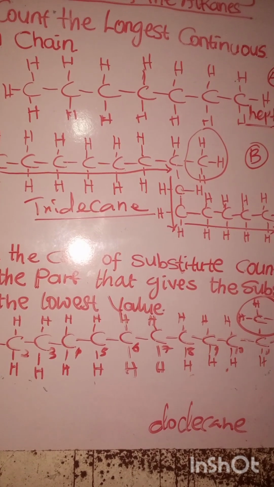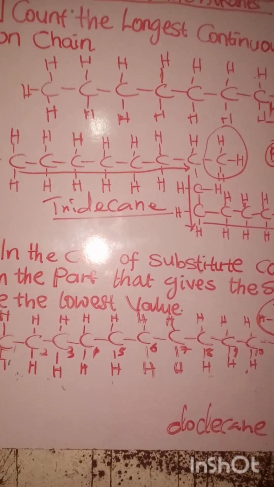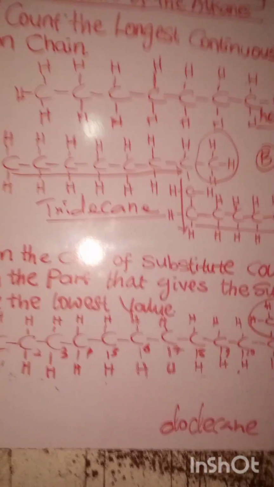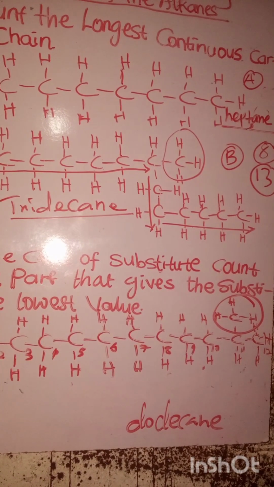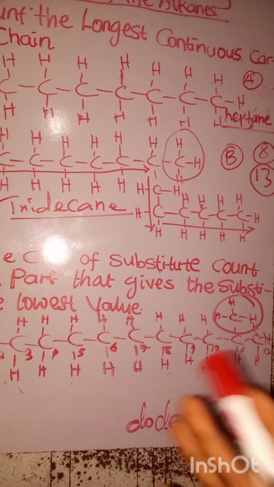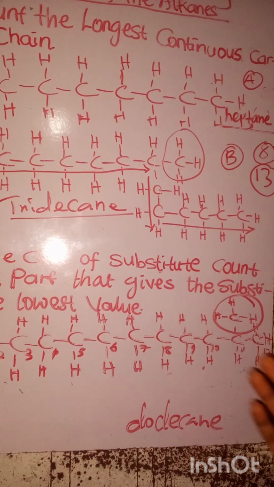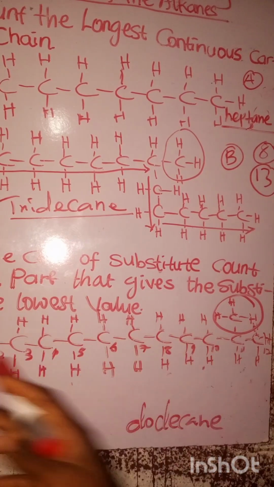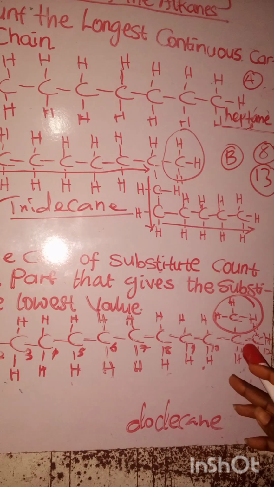So if we are to count from this part, you find out that the substituent will fall at carbon number 11. The substituent will fall at carbon number 11. But remember what the rule says. It says, in the case of a substituent, count from the part that gives the substituent the lowest value. So if we count from here, our substituent will be found at the 11th carbon atom. Now let's do the other way.